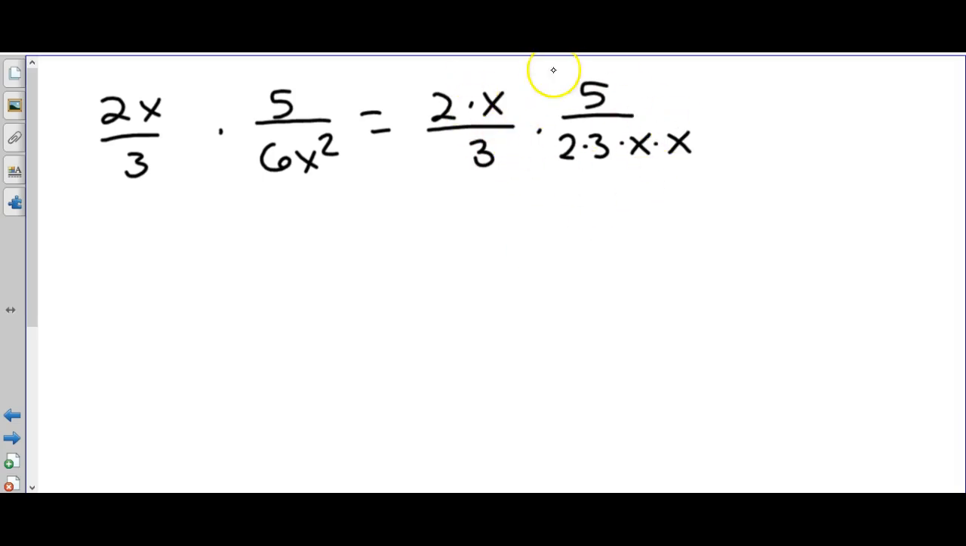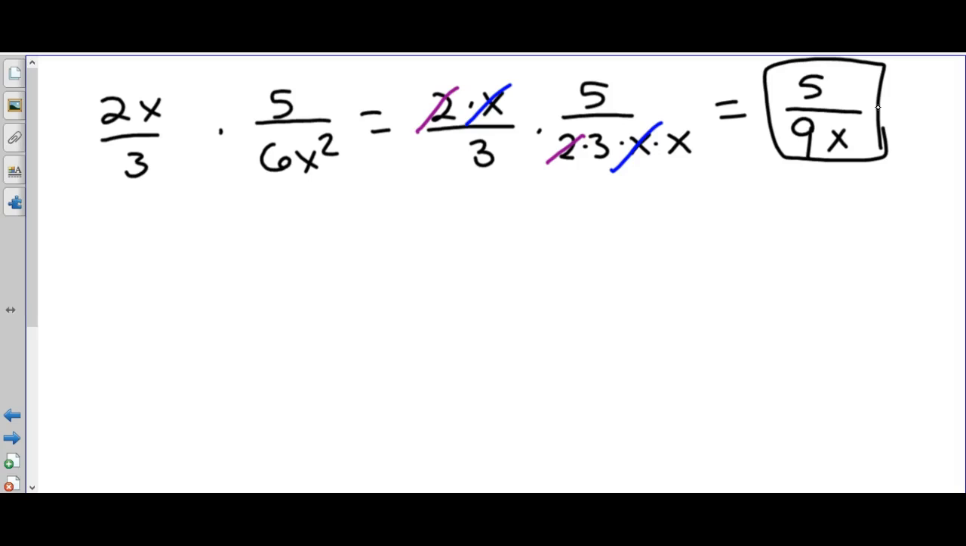So again, once we have it all broken down, we look for anything that matches from the top row to the bottom row. We have a 2 that matches with a 2, an x that matches with one of the x's. We do have matching 3's, but they're both on the denominator. It has to be top to bottom, numerator to denominator. So then we just multiply it all back together. 5 over 3 times 3 is 9. We have one x left. That would be the answer in reduced format. That's as reduced as it can be.